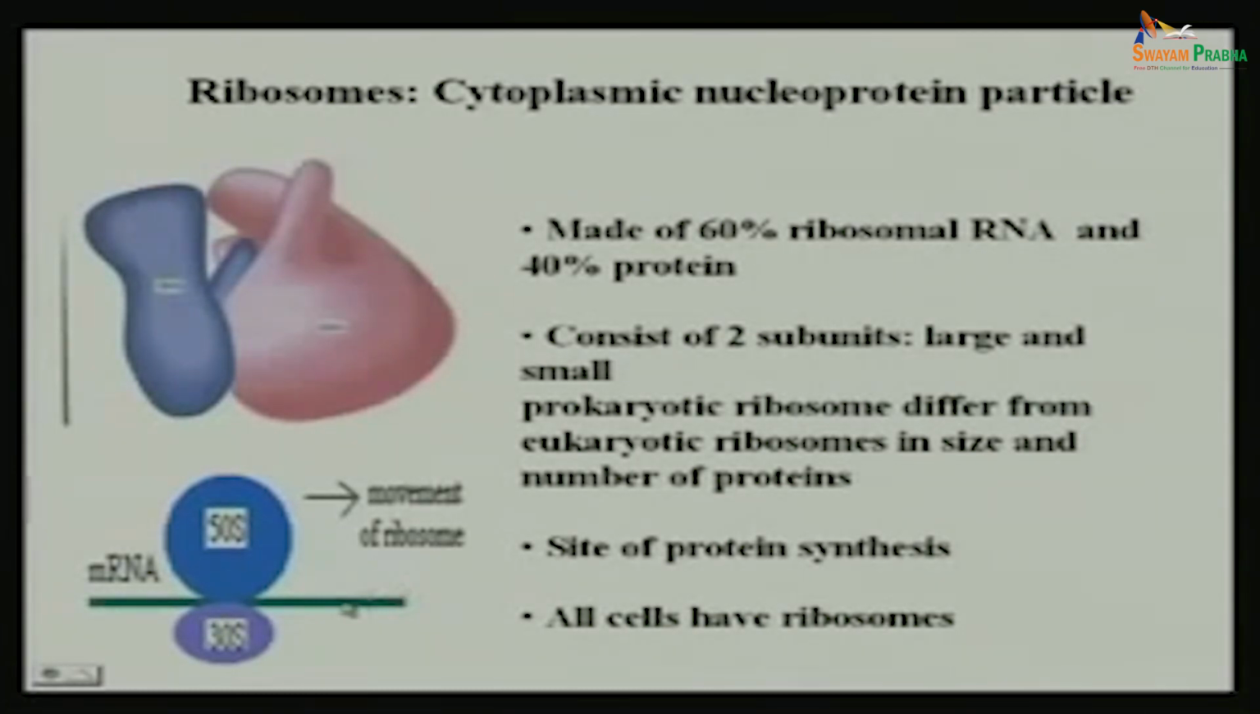it helps in protein synthesis, and this is the mRNA. And when a number of ribosomes come and attach, we call it a polysome, and this is the site of protein synthesis. All bacterial cells have this ribosome.